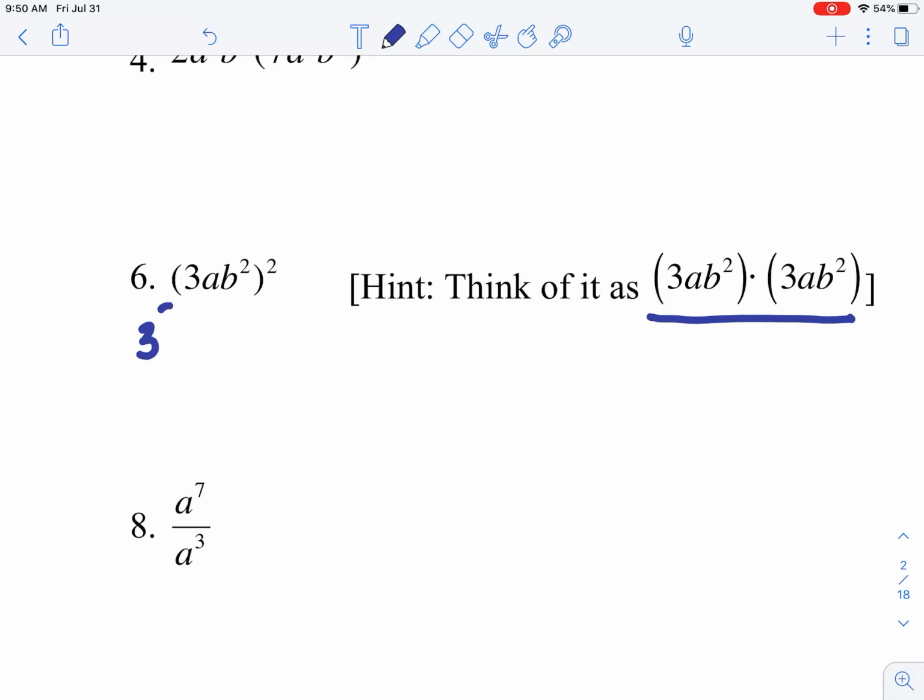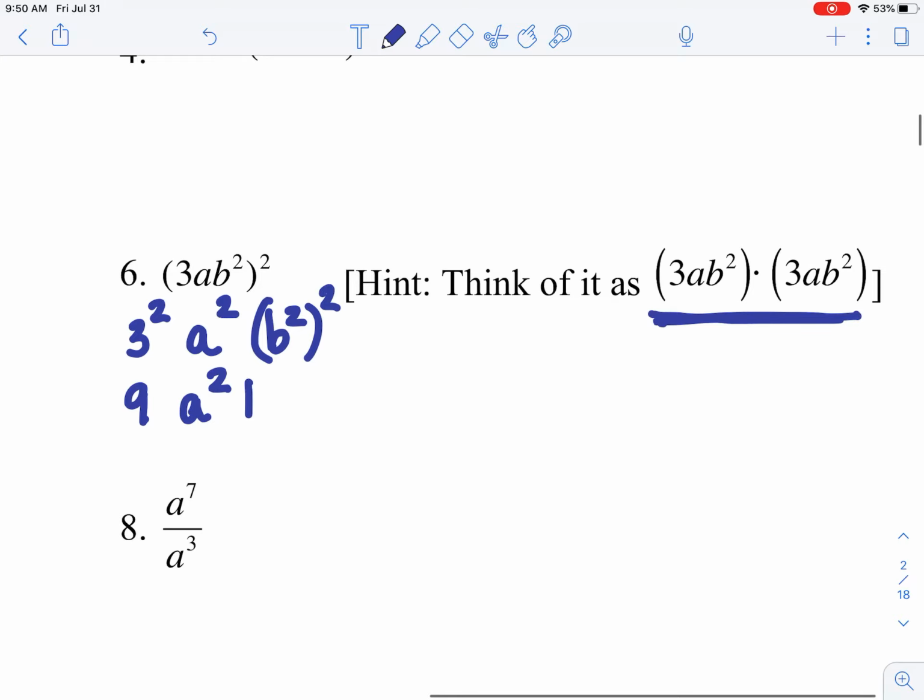So 3 has to be raised to the second power, a has to be raised to the second power, and b squared has to be raised to the second power. Again, the mistake that most people make is they either only raise the b squared to the second power or they forget about doing it with the 3. So if you think you might make a mistake, just write it out like this, 3ab squared times 3ab squared. As I simplify, 3 squared is 9, a squared stays a squared, and b squared to the second power, that's a power raised to a power, becomes b to the 4th.